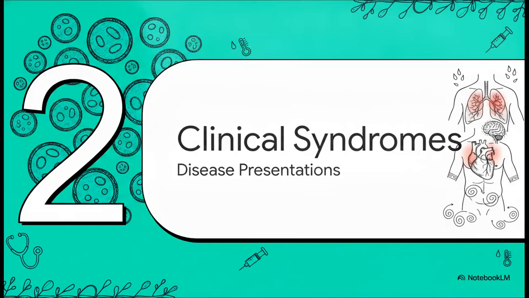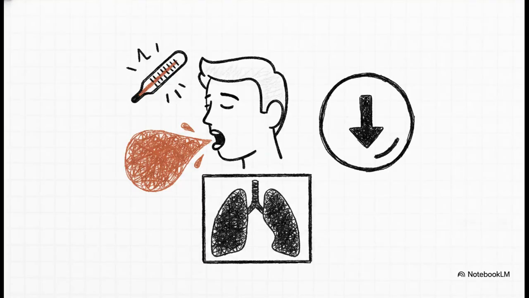Moving right along to part 2, major clinical syndromes. Okay, so the most famous presentation, obviously, is pneumococcal pneumonia. Picture this clinical vignette. A patient has a super abrupt onset. We're talking sudden fever, shaking chills, and a nasty cough, producing this classic rust-colored sputum. If you look at their chest x-ray, you're looking for lobar consolidation, basically a dense opacity that just takes up an entire lobe of the lung.